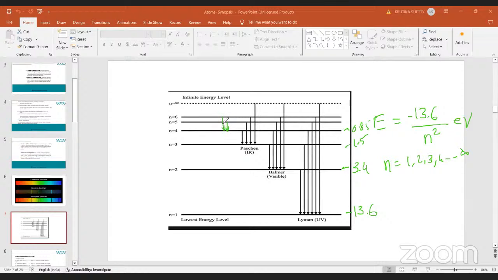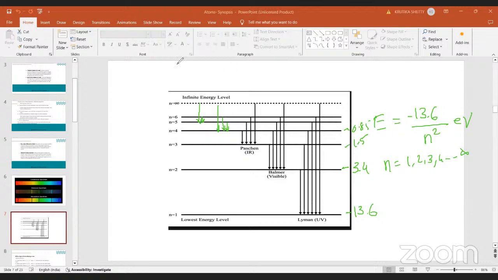Then this is the second, and similarly the next. So when you substitute n is equal to 5, it is the Pfund series. So this is the first and this is the second line. Energy values also we have substituted. This is the energy level diagram representation.